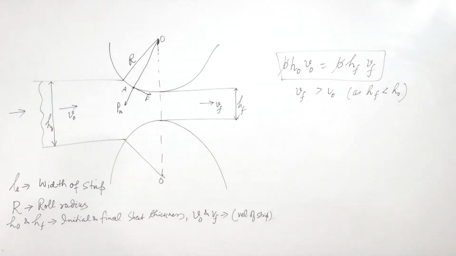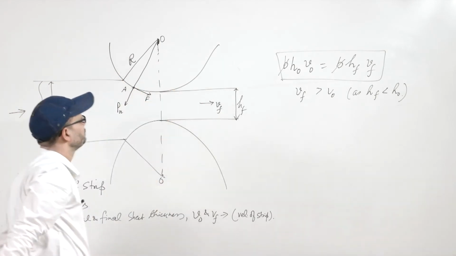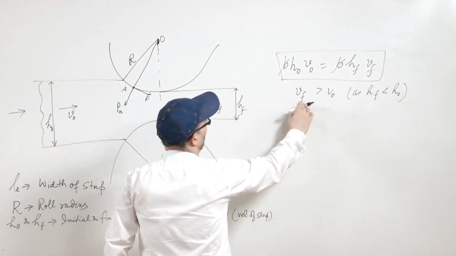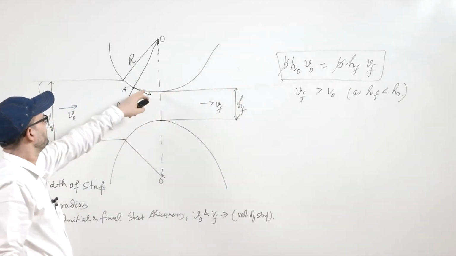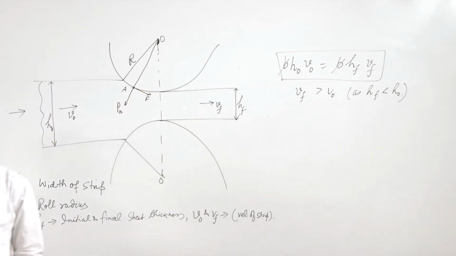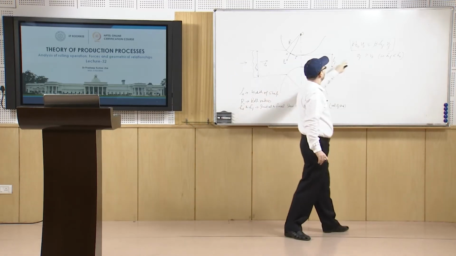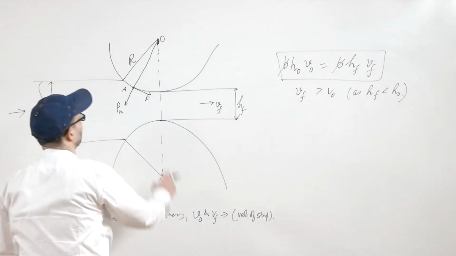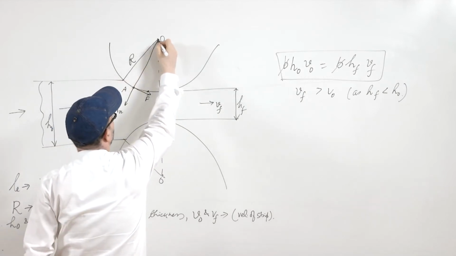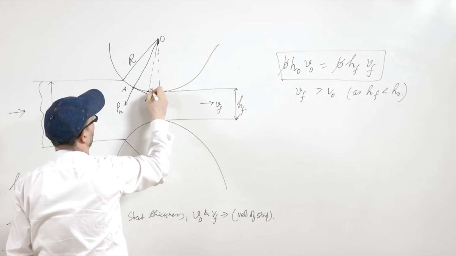Now, it means that the roll, at this point when it is touching and trying to move, has a certain velocity. So, if there is no slipping, you will get a point where the velocity of the strip, between v f and v naught, is equal to the velocity of the roll. That point will be somewhere here, and this is known as the neutral point.